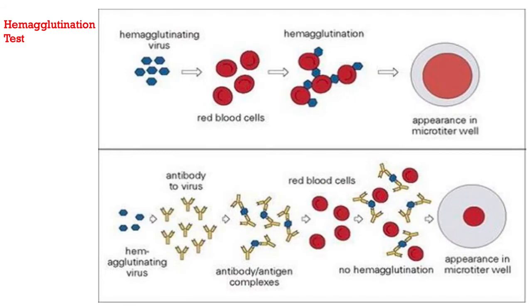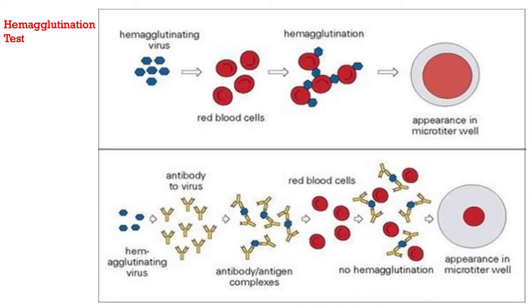The third one is the hemagglutination test. In the hemagglutination test, two conditions are given here. In the first condition, you can see the hemagglutinating virus will be mixed with the RBC. So the RBC will be joined with the virus, and the hemagglutination will be formed. And in the microtiter well, you can observe the hemagglutination formation.